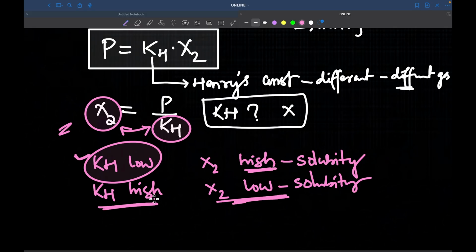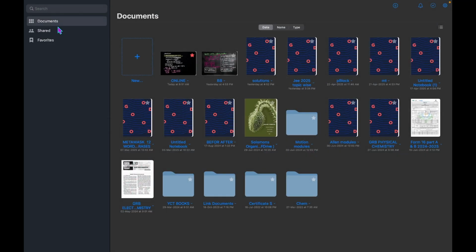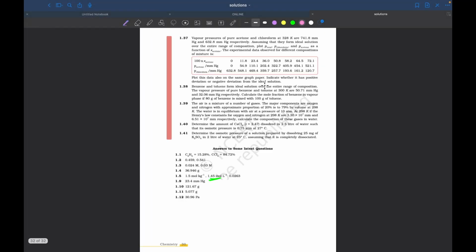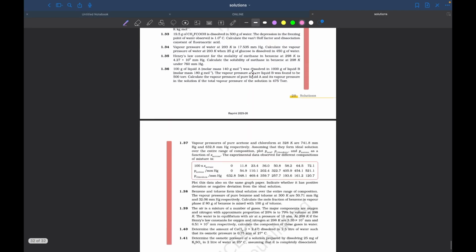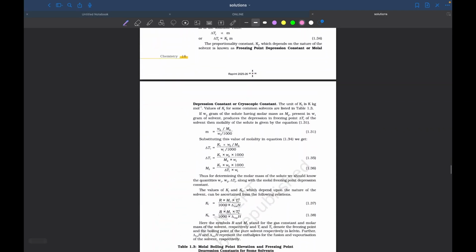So आपको कुछ values दिया जाएगा. From basis of those values, you are asked to calculate or identify the gas with the highest solubility or the gas with the lowest solubility. So these type of questions are generally asked. So right, we will open our NCERT, just will check what is being given there.